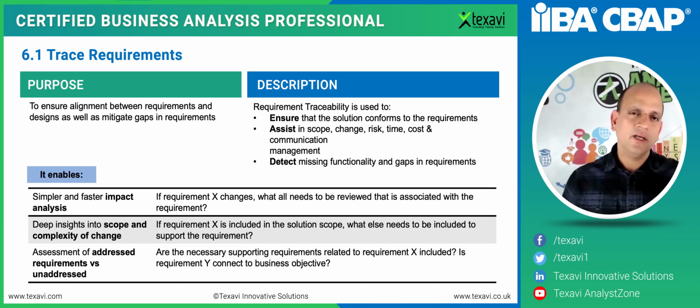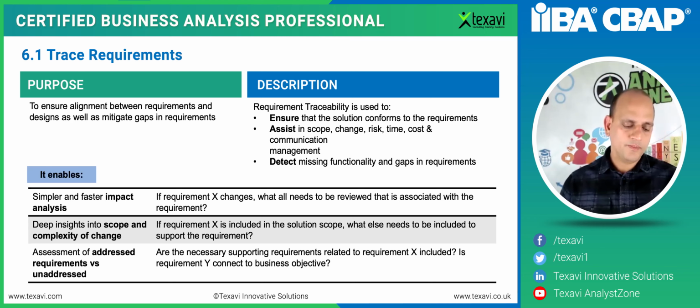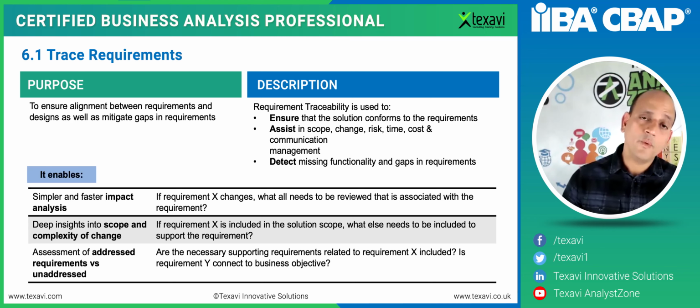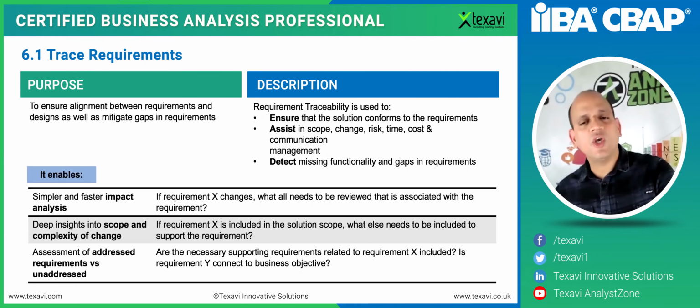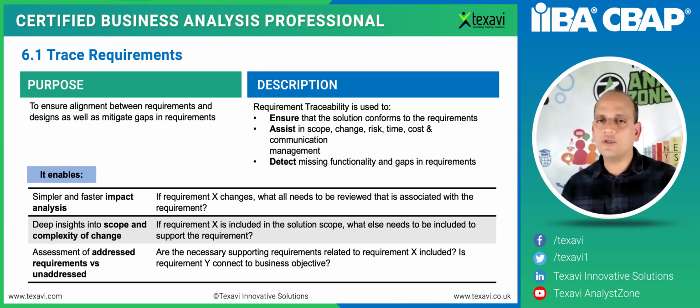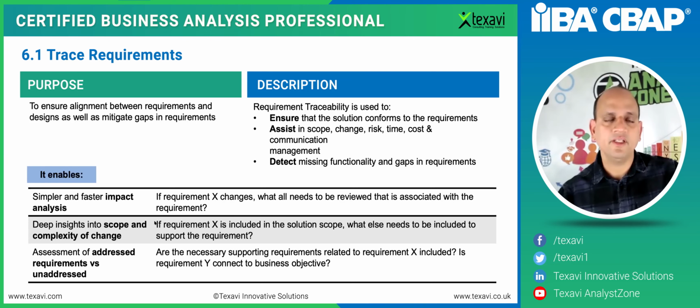So if there is a small change in the context of business requirements, saying that I want this website to be responsive, or I want this to be able to work on mobile phones as well, then what should I change in the architecture? What should I change in the design? What should I change in the code? What more should I do, right? So that's what is important for the impact analysis.